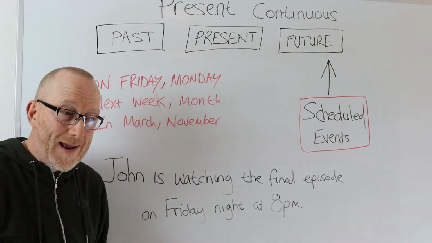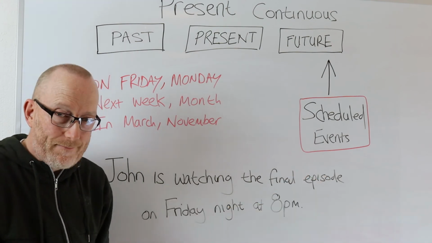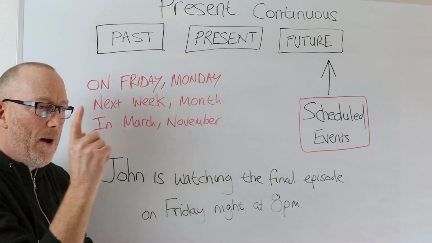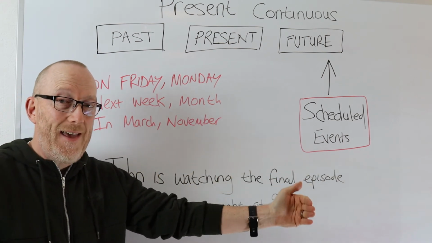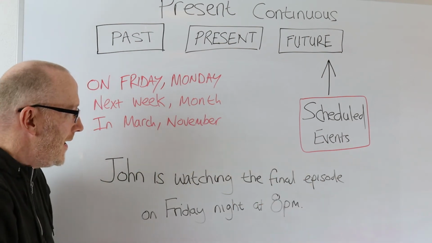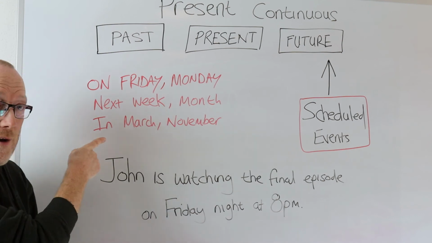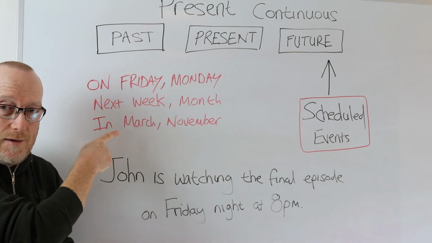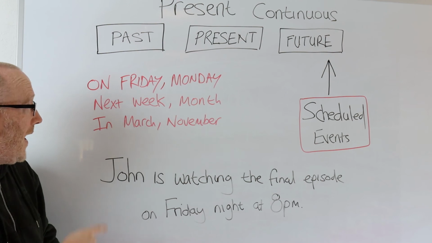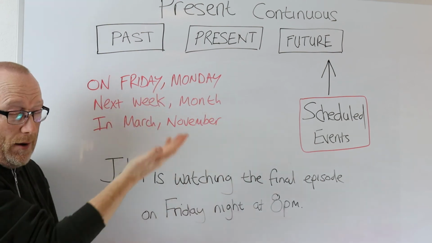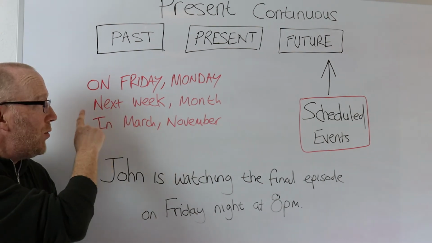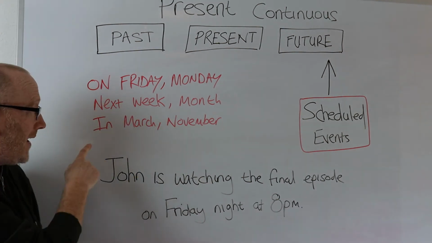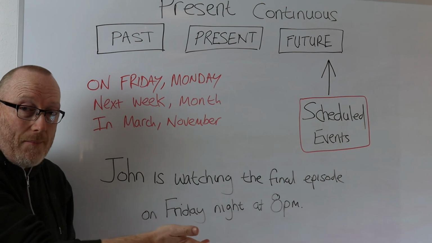So on Friday in the future. It's not happening now, it's not happening round about now, it's happening at a time and date in the future. So we have some different time markers for you here. So we have on Friday or on Monday. We might say next week or next month. We might say in March or in November.